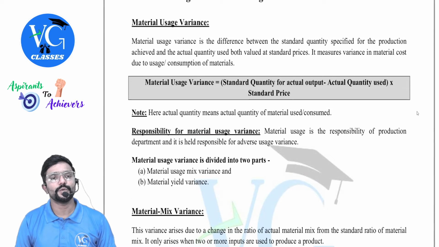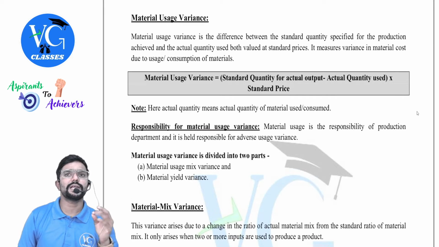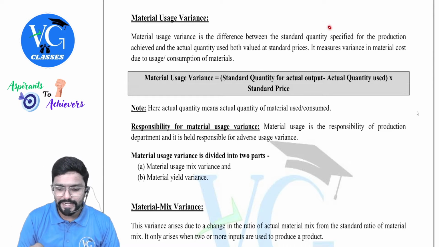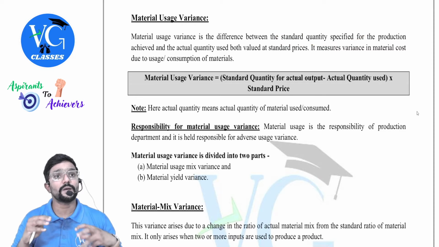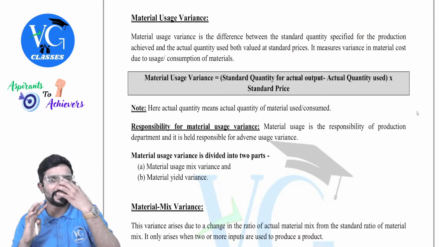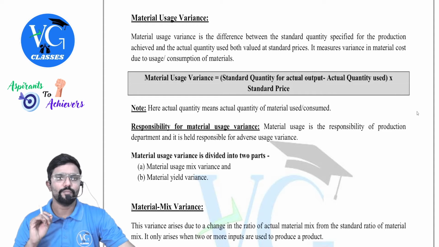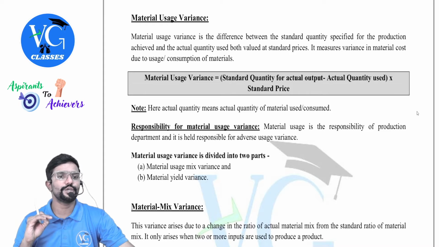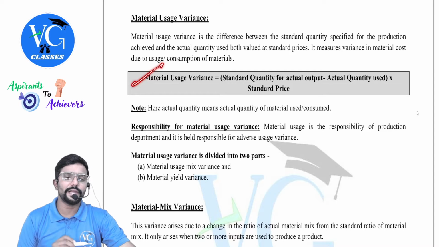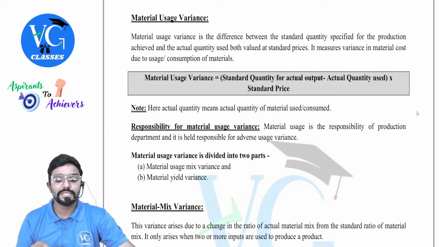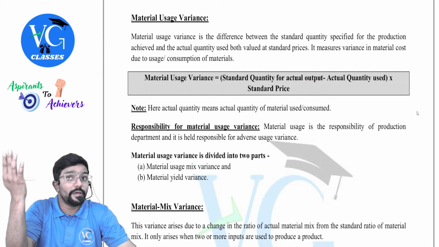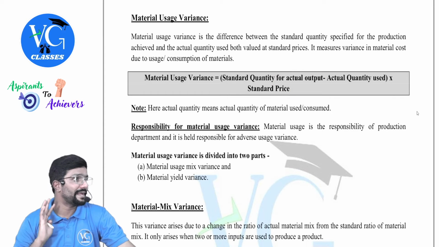Okay. Next, coming to usage. Usage, we have to take what, guys? The quantity. Material usage variance is the difference between the standard quantity specified, meaning how much you are supposed to use for the production achieved, and the actual quantity used, both valued at what? Standard prices. It measures the variance in material cost due to usage or consumption of materials. So, how do we calculate it? Material usage variance is equal to standard quantity for actual output. Sir, will it be given in the question? May or may not be. Even if it is not given, you have to derive that first.